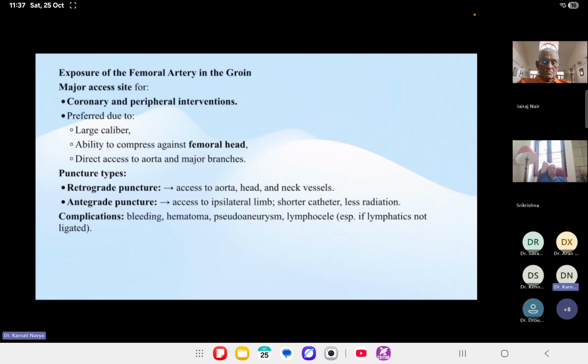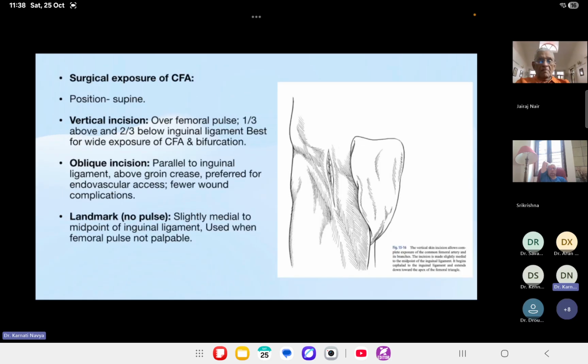Complications are bleeding, hematoma, pseudoaneurysm, and lymphocele, especially if the lymphatics are not ligated after the incision. The surgical exposure of the common femoral artery: the patient is in supine position. A vertical incision is given over the femoral pulse, 1/3 above and 2/3 below the inguinal ligament, and it is best for wider exposure of the common femoral artery and bifurcation.